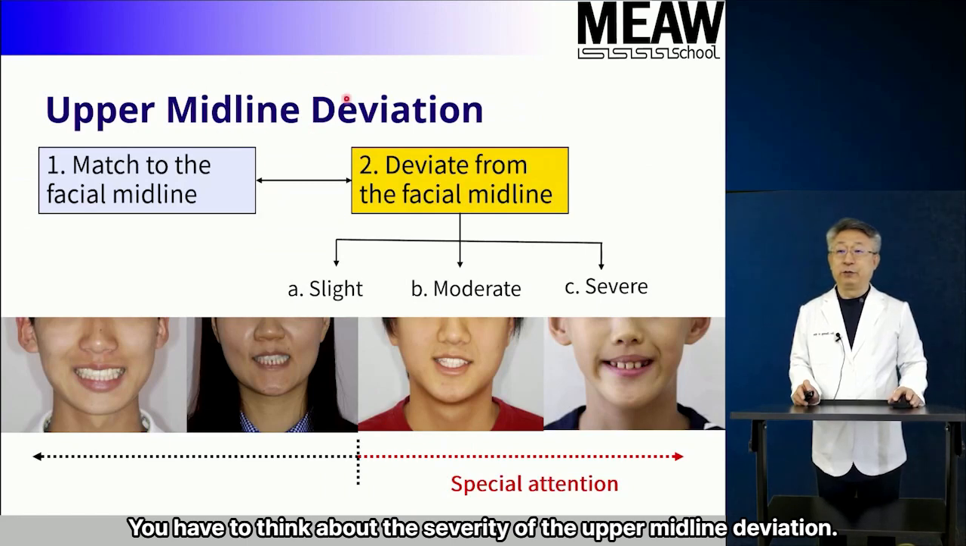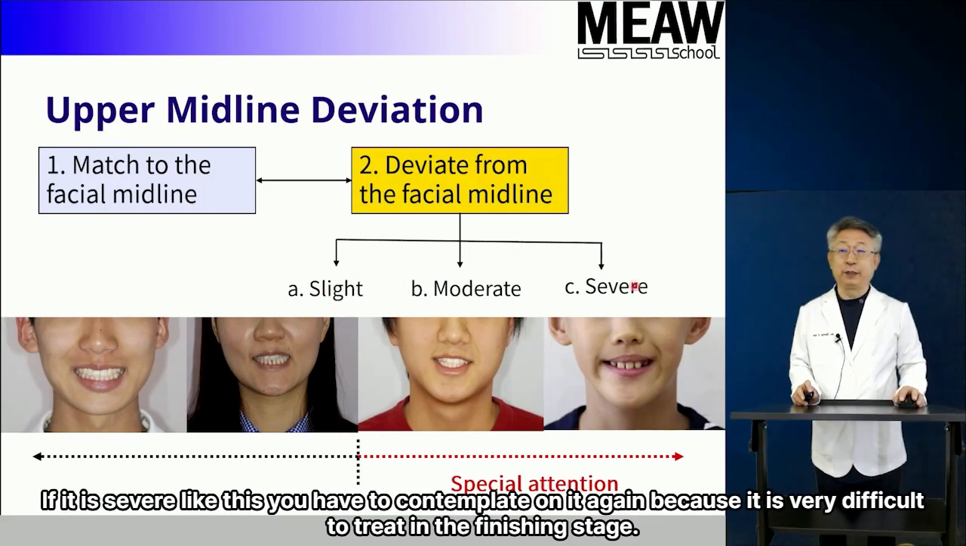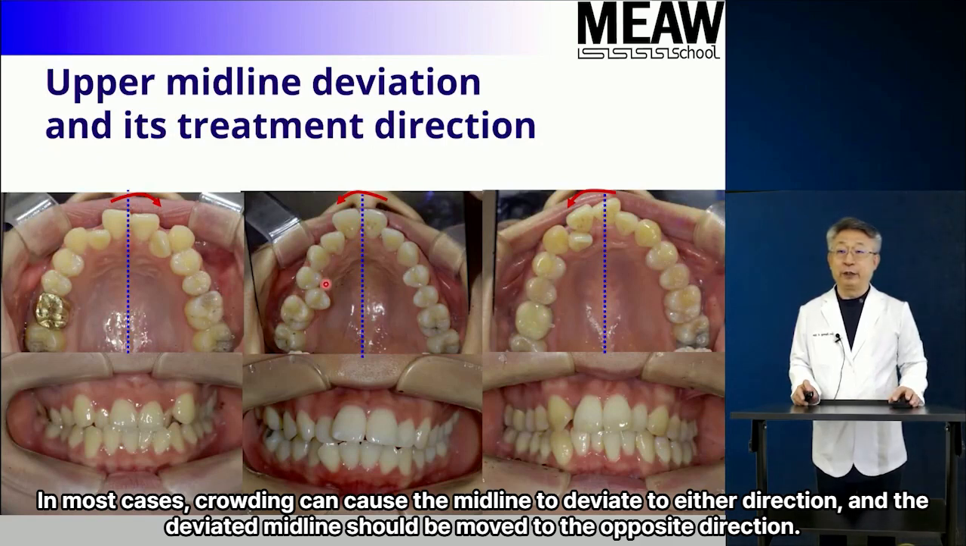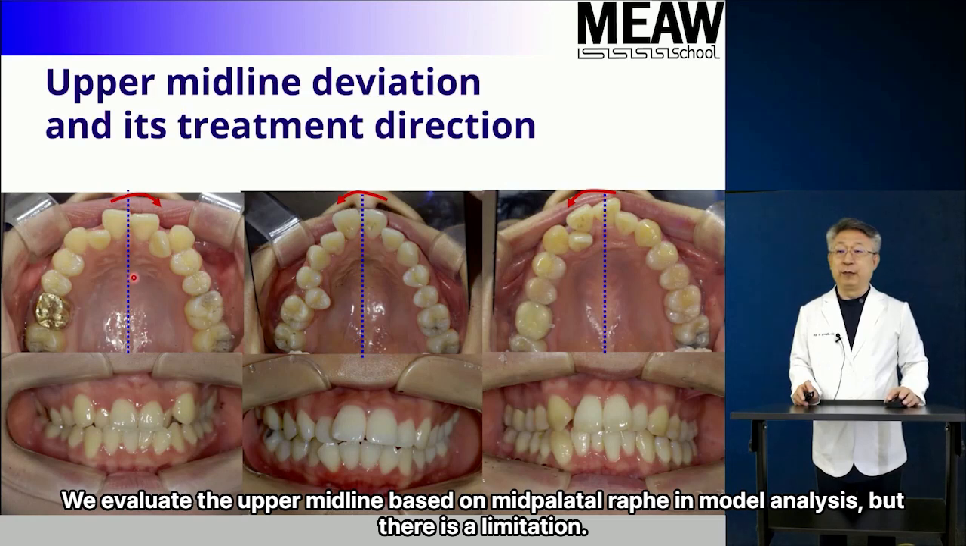You have to think about the severity of the upper midline deviation. If it is severe like this, you have to contemplate on it again, because it is very difficult to treat in the finishing stage. In most cases, crowding can cause the midline to deviate to either direction, and the deviated midline should be moved to the opposite direction. We evaluate the upper midline based on midpalatal RAF in model analysis, but there is a limitation.